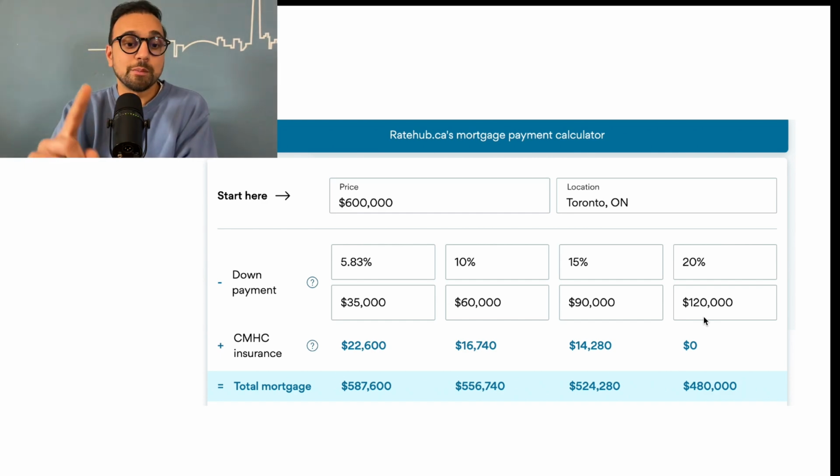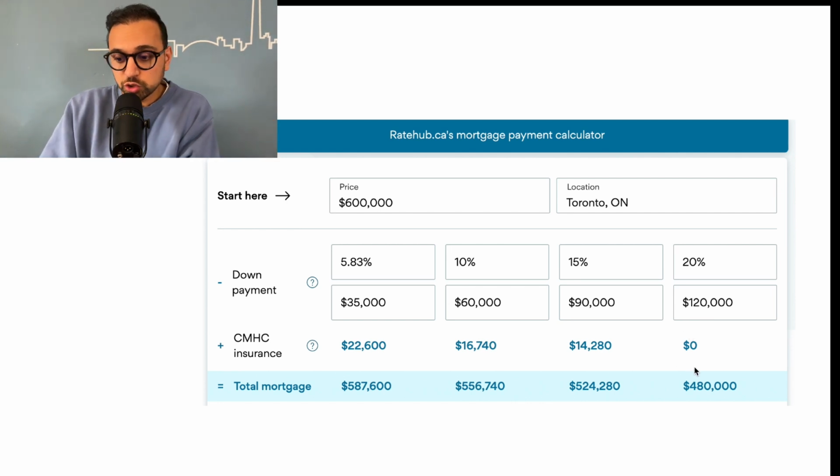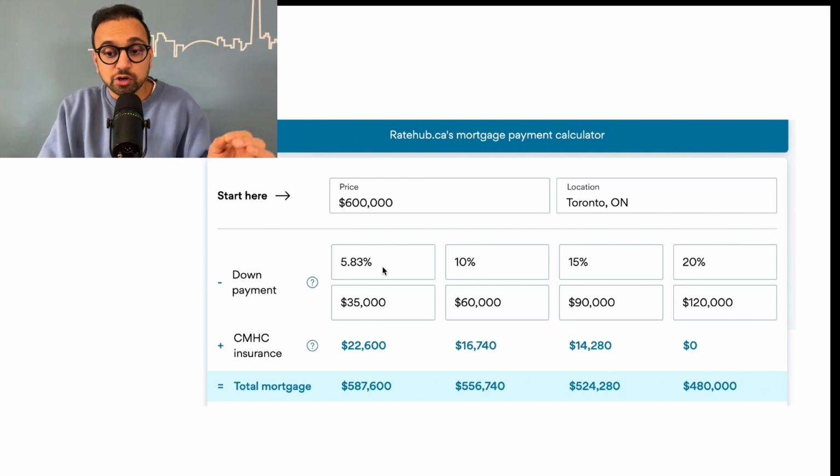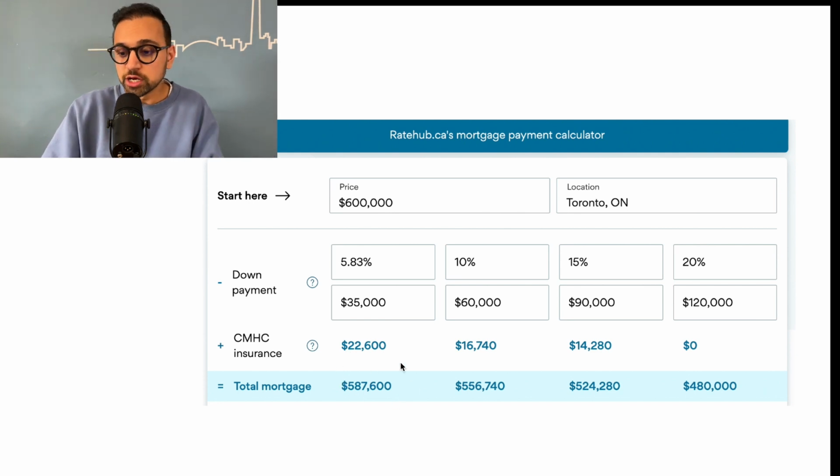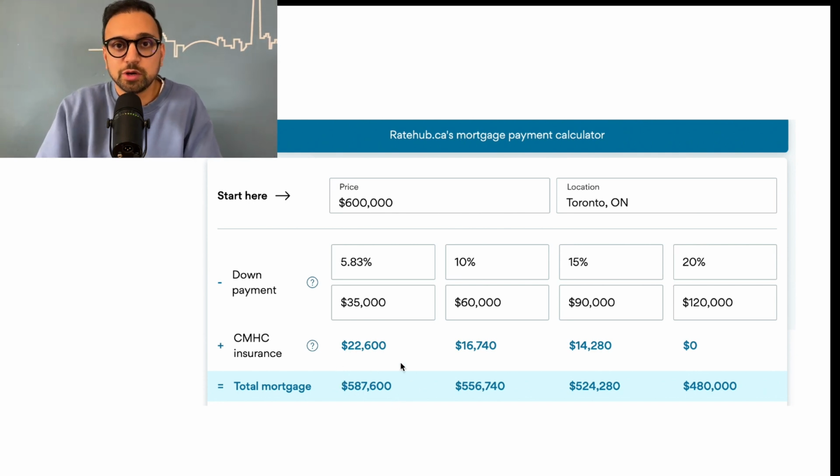First of all, your monthly payments will be slightly lower and you don't have to get mortgage insurance. For example, on the screen, you can see if you put down a down payment that is 5.83% of the purchase price of $600,000, you have to get a CMHC insurance of $22,000, give or take. That gets added to your total mortgage amount. That's quite a change.